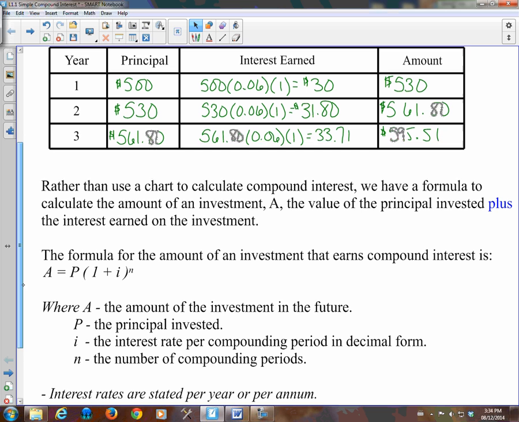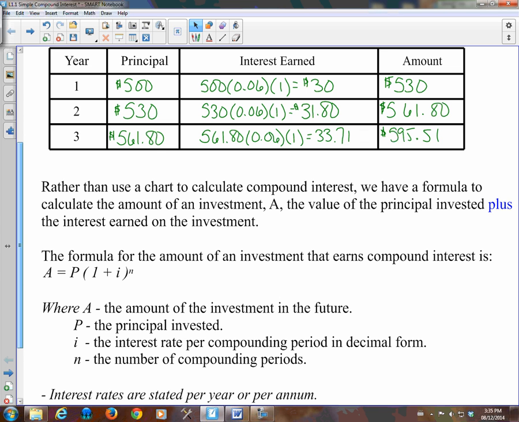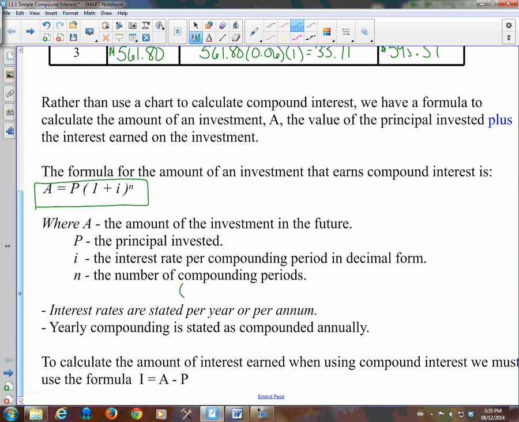So rather than use a chart, we have a formula that will actually let us calculate the amount of money we invest plus the principal all in one step, instead of having to add it and calculate and add it and calculate. The formula that lets us do that is right here. A equals P bracket 1 plus I to the N, where A is the amount of the investment's worth in the future. P is the principal, just like with simple interest. I is the interest rate per compounding period, and it's always in decimal, just like with simple interest. And N is the number of times that it's compounded or calculated. You can think of that as how often they're calculating the interest.